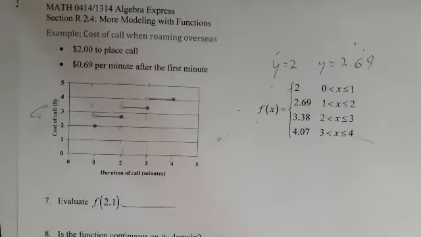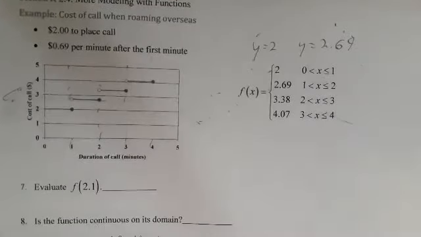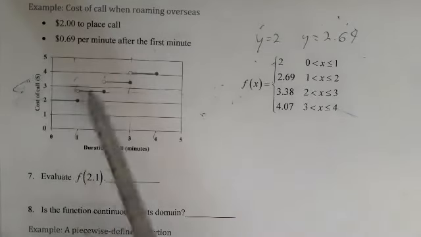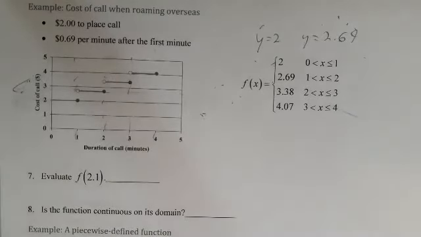And so this is representing a cost of a call when roaming overseas. So it costs $2 to place the call. It costs 69 cents per minute after the first minute. So this is also what they call a sort of stair-step function. It looks like a set of stairs.